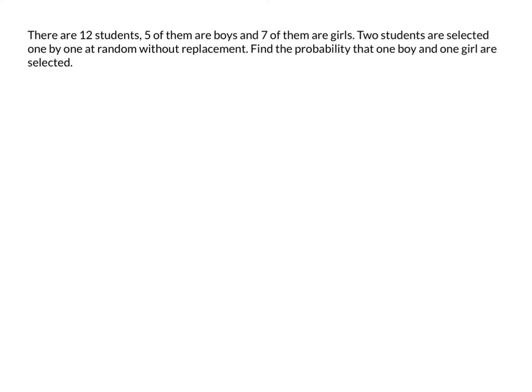We have 5 boys and 7 girls, and we're going to pick 2 students, one by one at random. The key word here is without replacement. That means if I've picked a boy the first time, that boy will not be counted again in the second round. That boy is taken out. So that's why conditional probability is used here. In this case, let's try a tree diagram.